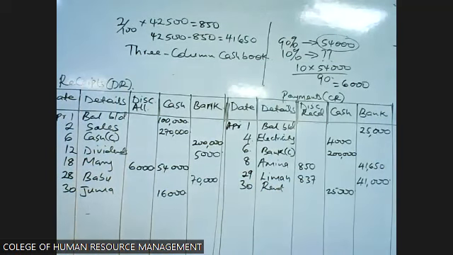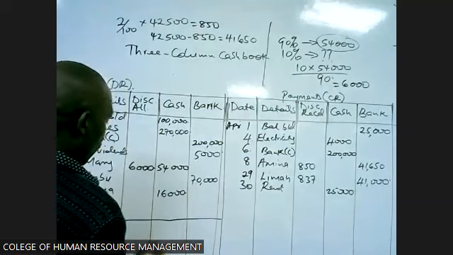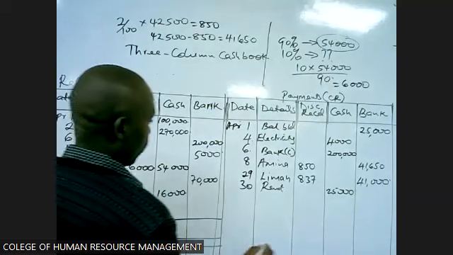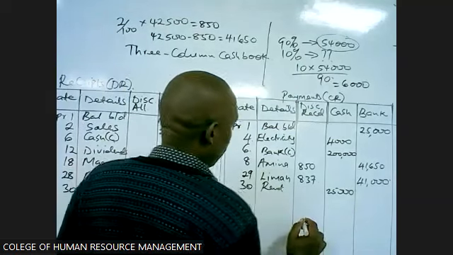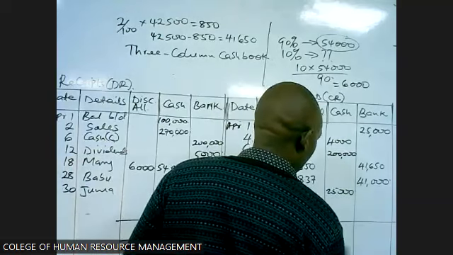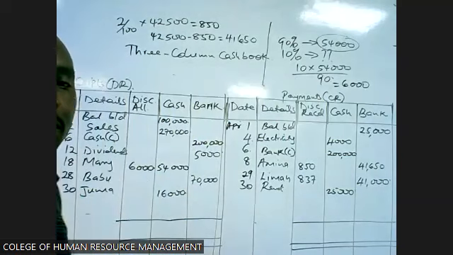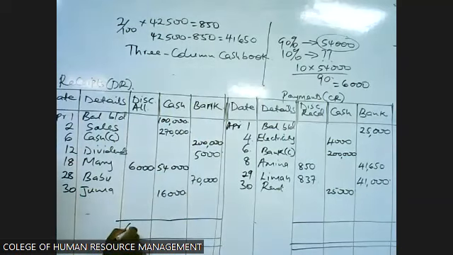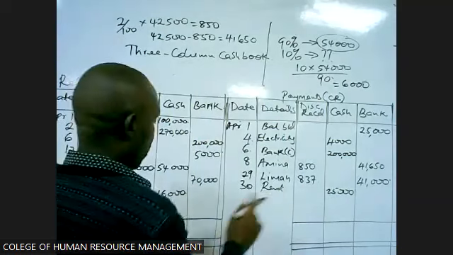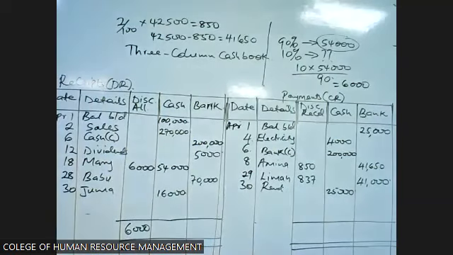Then you balance your account. Don't forget, for the discounts, we don't balance them. Don't bother balancing the discounts. Discount allowed and discount received are separate accounts. So just write here 6,000, and here 850 plus 837. You get 1,687.